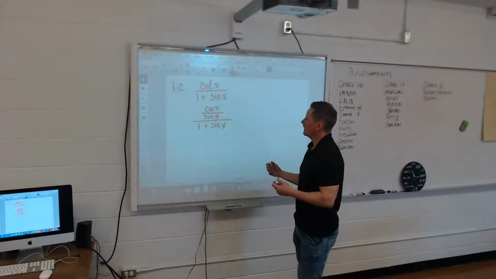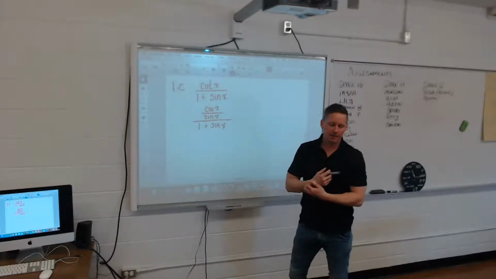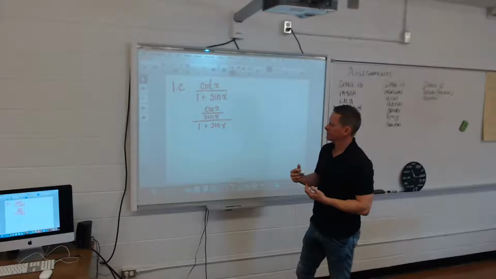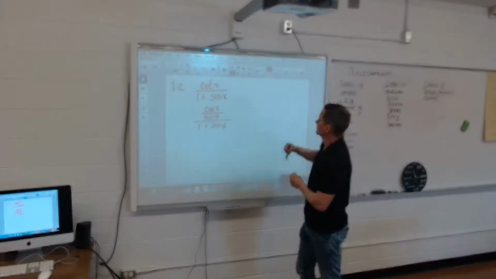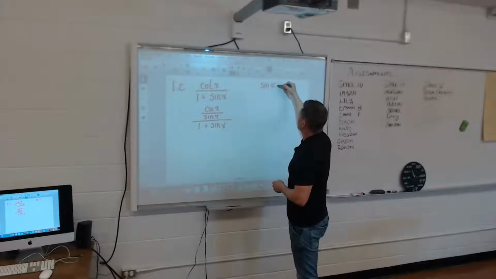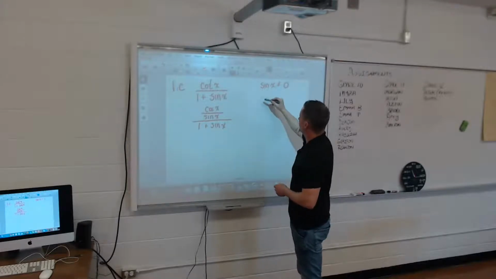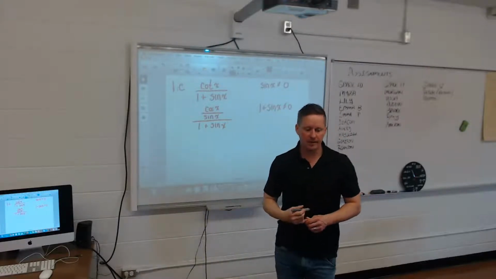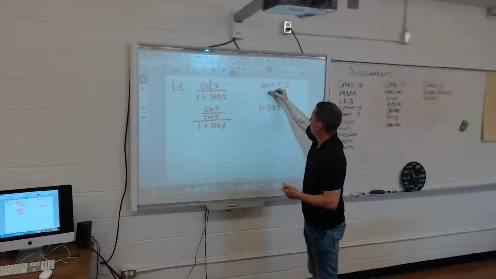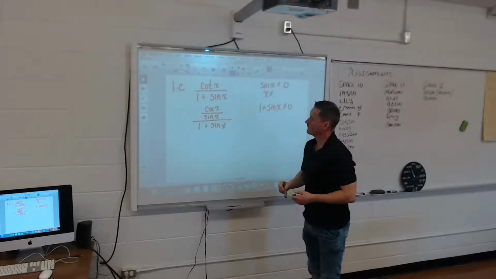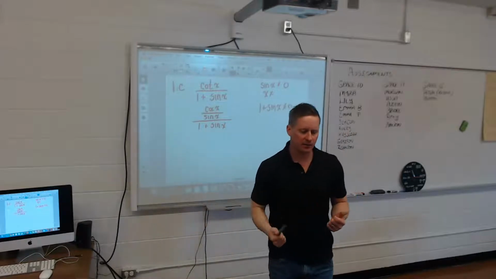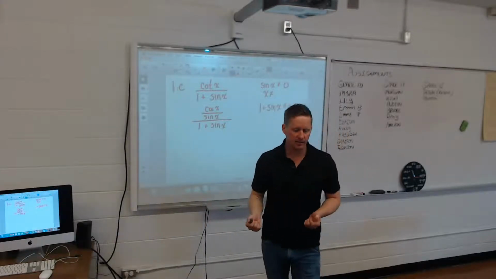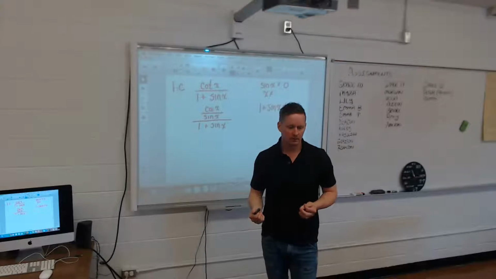Okay, perfect. So when I'm looking at non-permissible values, I'm looking at the denominators on all of the fractions. So that means then that sine x can't equal 0, and 1 plus sine x can't equal 0. So then you have to tell me, for what value of x does sine x equal 0? So where on the unit circle does sine x equal 0? Have your unit circle out beside you.